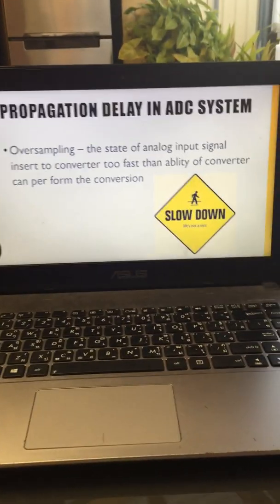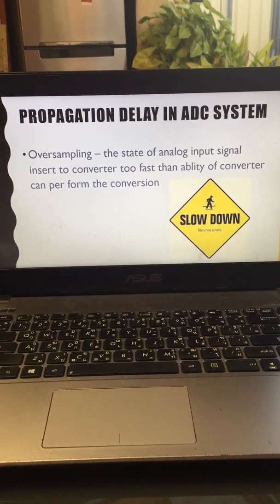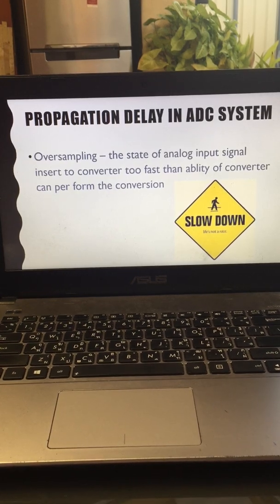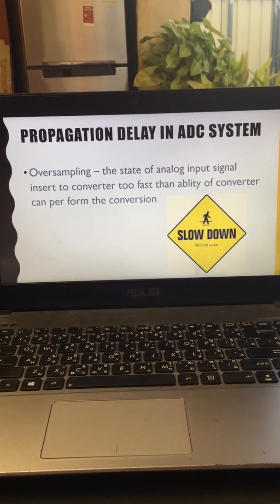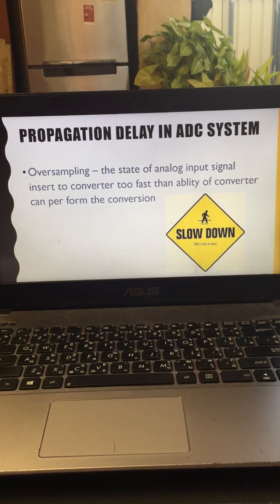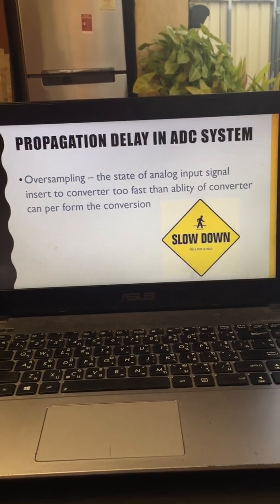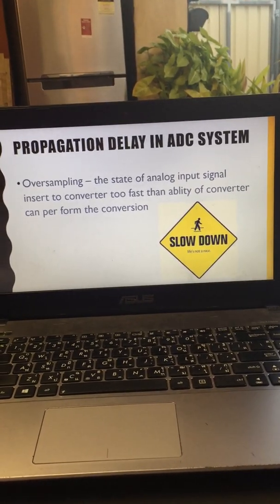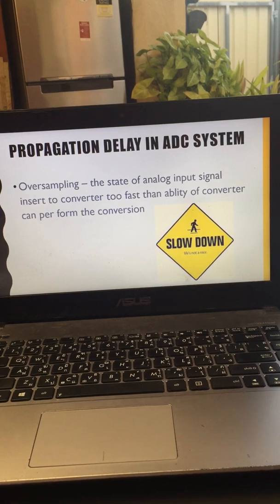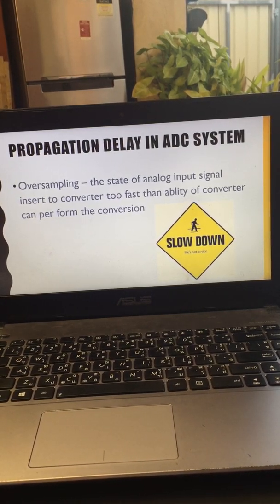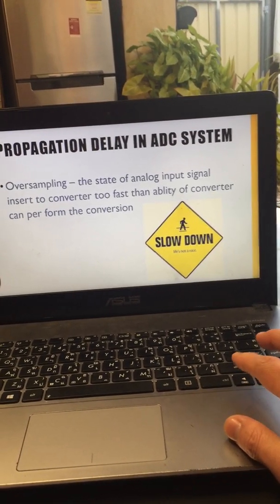The next thing we need to know about is propagation delay in an ADC system. The first thing I'm going to present is oversampling. That is the state where the analog input signal is inserted into the converter too fast. Each system takes its own time to process just one signal. If signals come too fast, the system will ignore them or be unable to convert the signal all the time. So it gives you the oversampling problem, and the outcome is not precise. That's the problem right now.